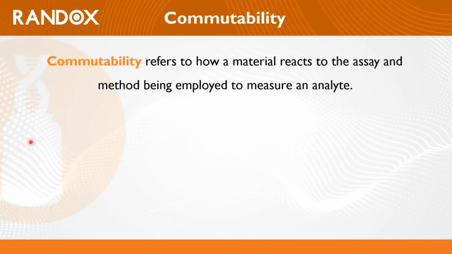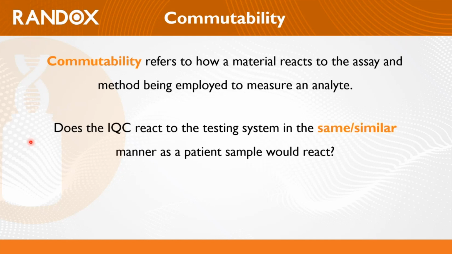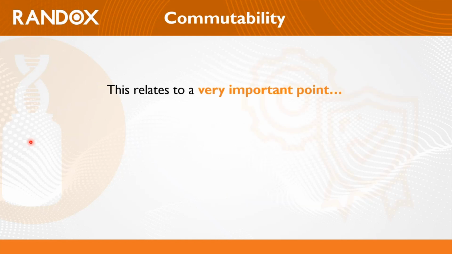Now, commutability refers to how a material, a QC material to be specific, reacts to the assay and to the method being employed to measure an analyte. If the QC reacts to the testing system in the same way or in a similar way as a patient sample would react to the testing system, then we can say that that control is highly commutable. This is the question that we must ask ourselves. Does the IQC react to the reagent, to the calibrator, to the instrument in the same way as a patient sample reacts? Of course, this is now an ISO guideline as well, because this relates to a very important point.